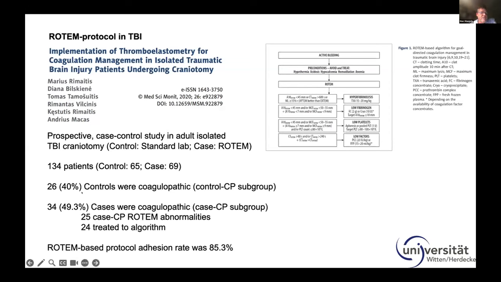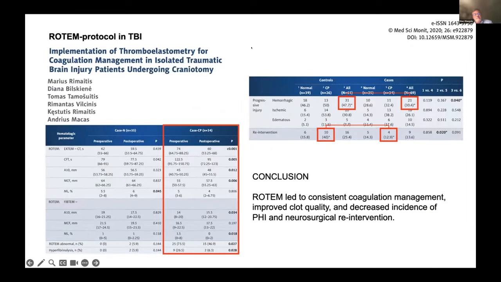There was quite a substantial number of patients coagulopathic in both groups. And in the case subgroup, there were 25 cases with Rotem abnormalities, and 24 of them were treated according to this algorithm. And the adherence rate to the algorithm was 85%. And if we look at the results, a very small study, however, the use of a viscoelastic testing guided algorithm led to a consistent coagulation management and to improved clot quality. All Rotem parameters were quite improved in the case group. And there was a decreased incidence of hemorrhagic progression in those patients, as evidenced here, and a reduced need for neurosurgical reintervention in the case cohort.